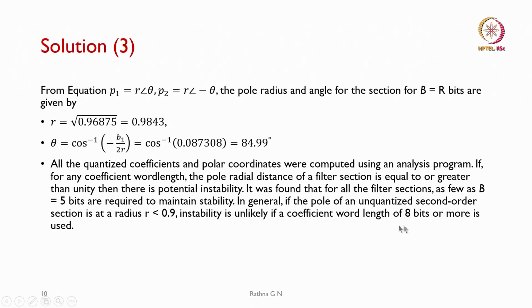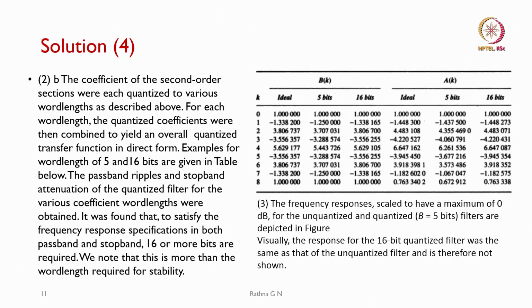So, with the word length of 8 bits, we see that 0.96875, what we have is 0.9843. So, it is more used in this case. Okay. So, to see that B coefficients of the second order sections were each quantized to various word lengths.